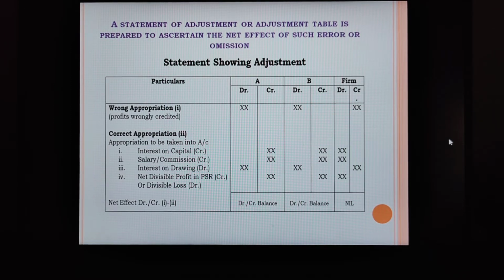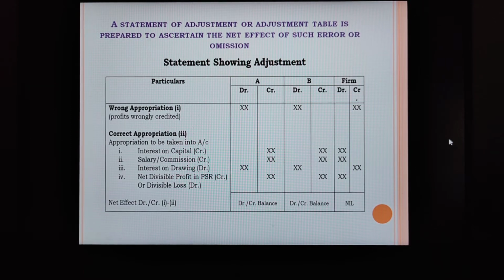So here see, we have the particulars column, A and B, that is the partners' columns, and one firm column. What we need to do, we have to provide the wrong appropriation, that is the profit wrongly credited. So what we are doing here, what we had given earlier, we will revert it back. So partner A will be debited, partner B will be debited, and firm will be credited.